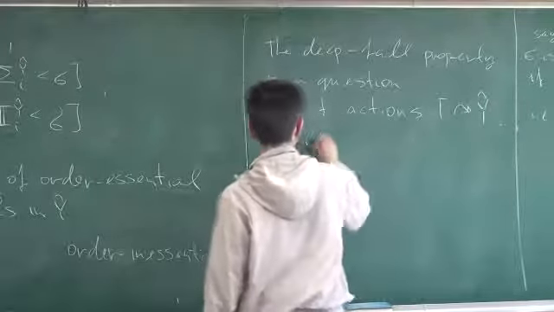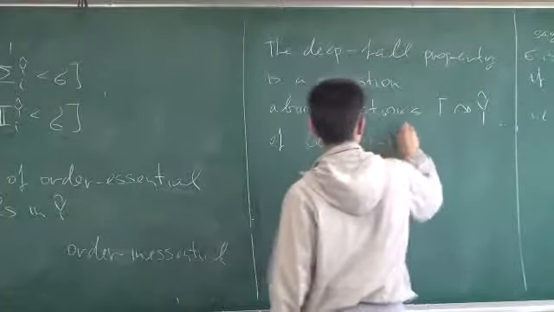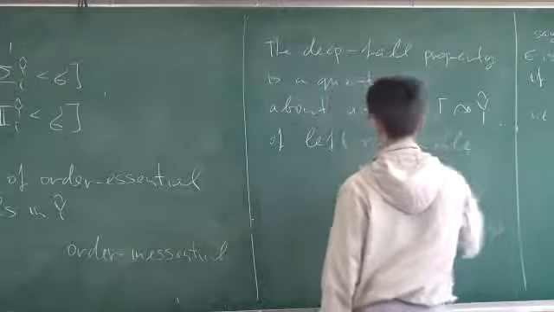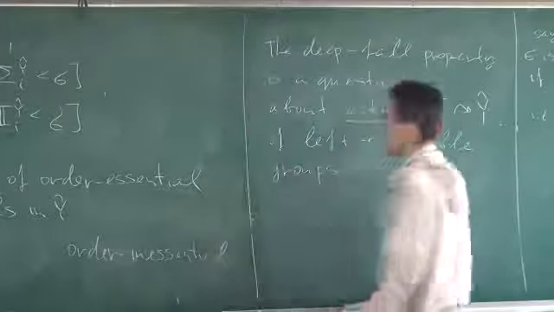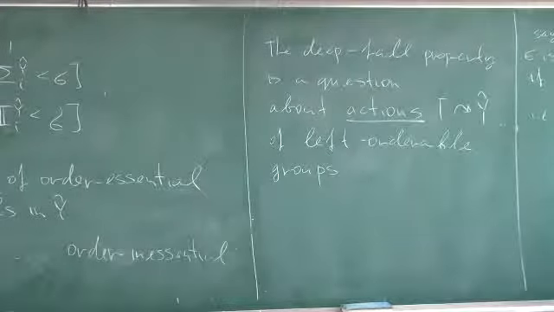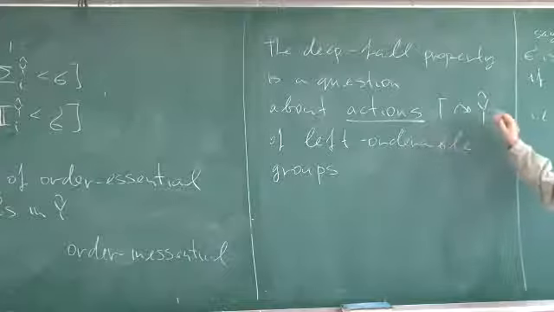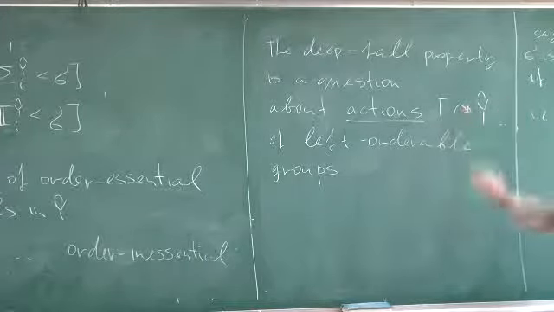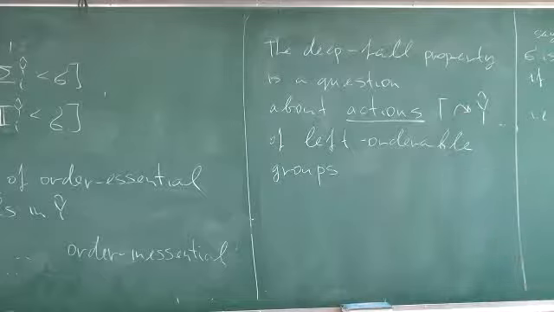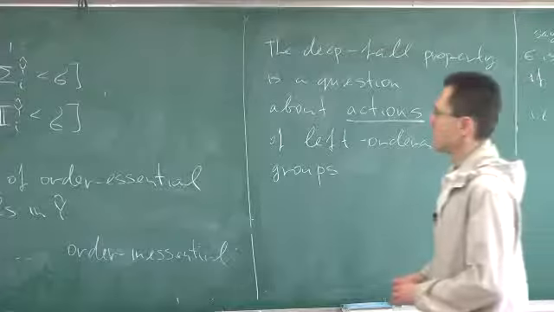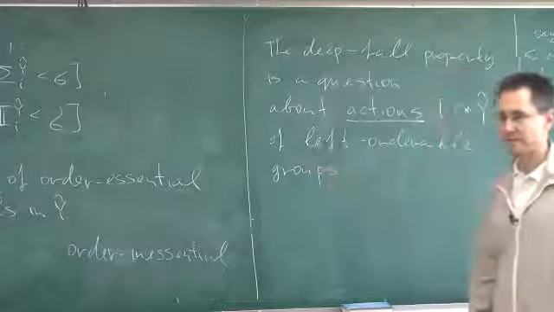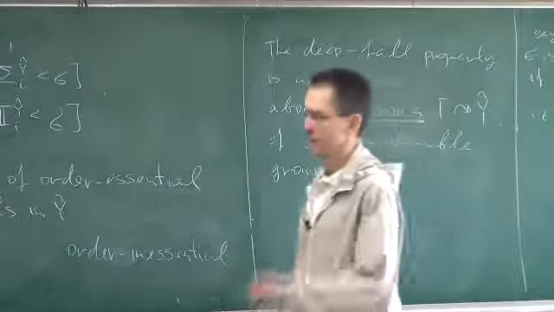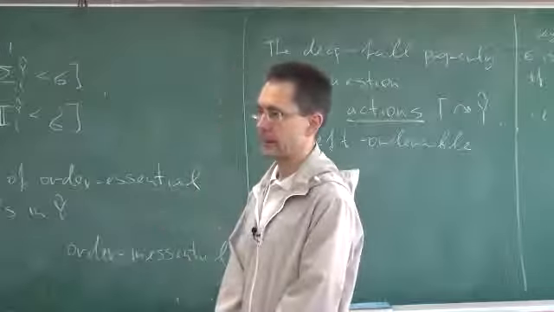Of left orderable groups. So it's a question about actions. It's not a question about the group, it's not a question about the complex really, but we are interested in both when we have a complex and a group. Why is this interesting? Because it implies submultiplicativity. Yeah? Can we claim that the default property is always the case for trees?